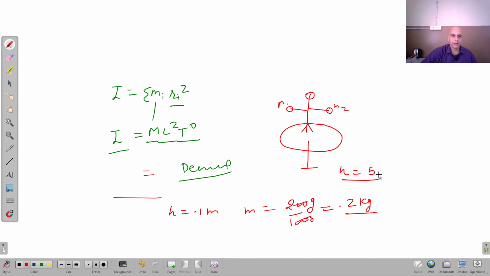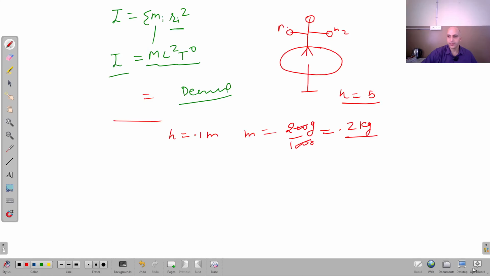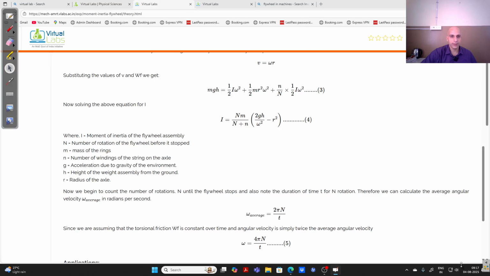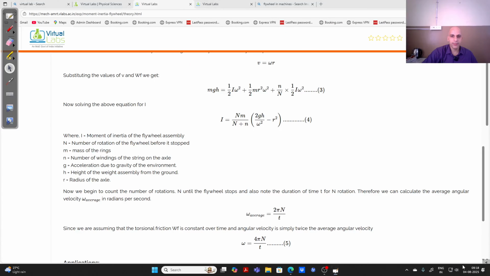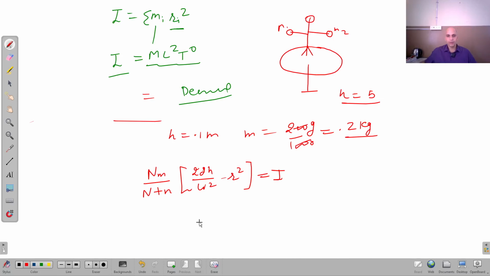Right. Let me write the formula here first. It is Mn upon n plus m, into 2gh upon w square minus r square. This is the formula for the moment of inertia of the flywheel. Let me check it. Mn upon n plus m, 2gh upon w square minus r square. Right, it is correct.